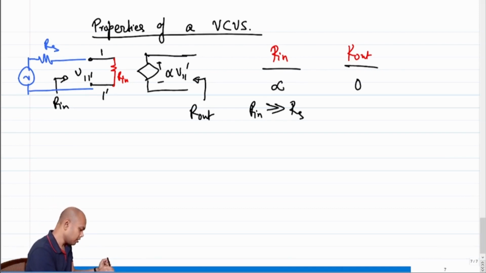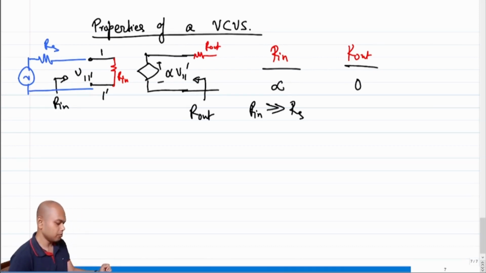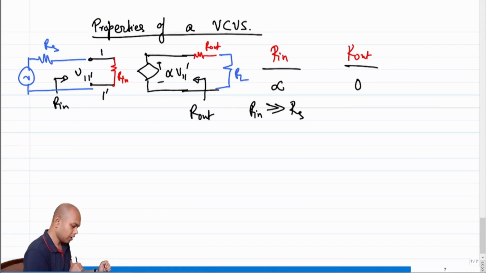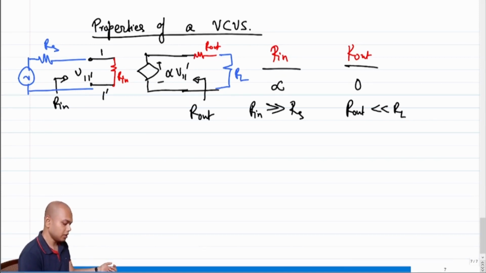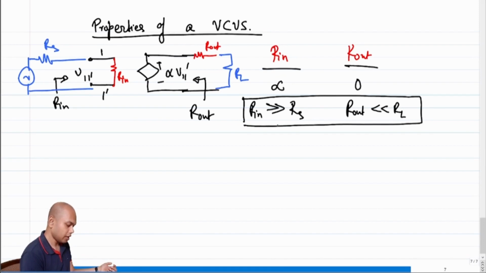Similarly, we know that at the output also there will be some R out. It will not be 0, right? Because nothing is ideal, so R out will be there. And ultimately this is supposed to drive some output load RL. So what is the constraint on R out? The R out should be much less than RL, right? So these are the constraints that a voltage controlled voltage source should honor.